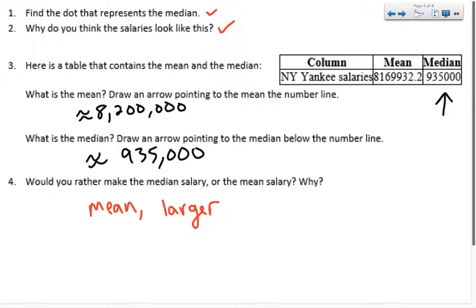Maybe there are a few of you that would actually like to make less money. I find it hard to believe, but I guess it's possible.